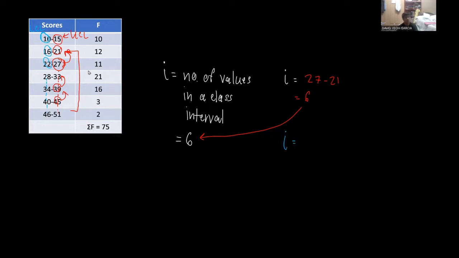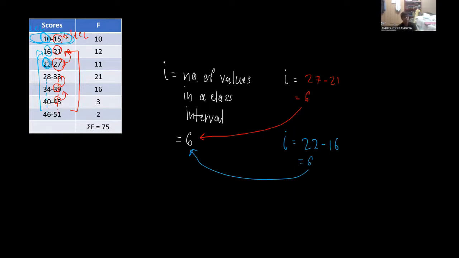So again, we're going to pick any lower class limit except the first one. Starting from here, let's just say 22. I pick 22, so 22 minus its previous lower class limit, which is 16. So 22 minus 16 is equal to 6. That's it. You can pick any lower class limit.